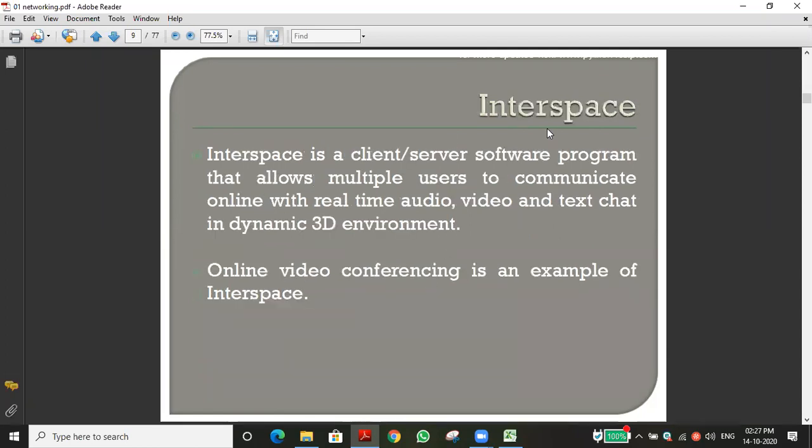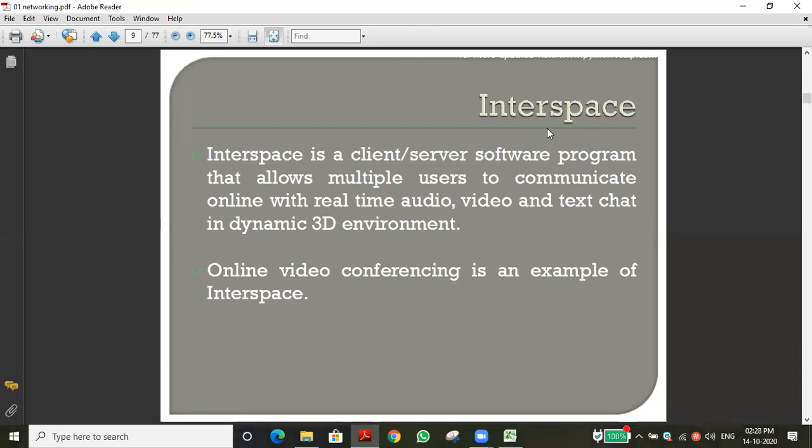Okay, interspace, sir, let's go to the third point. Interspace means it's a space between two communicating gadgets. For example, interspace is a client-server software program that allows multiple users to communicate online with real-time audio. For example, we are making a video call, no? It is a space between you and me. We are communicating through the internet. Yes, through the internet, that is very important.